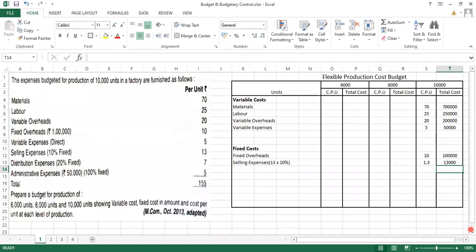So अगर 13 में 1.3 was fixed, तो remaining कितना हो जाएगा? 11.7. तो that will be your variable. Variable, which is 11.7 multiplied by 10,000, 1,17,000.